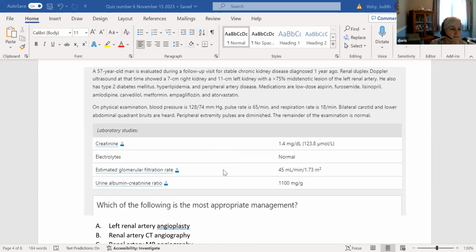So from top to bottom, the kidney is the shape of a kidney bean. From top to bottom measurement, normal should be anywhere from 9 centimeters to 12. So that's the range of normal.